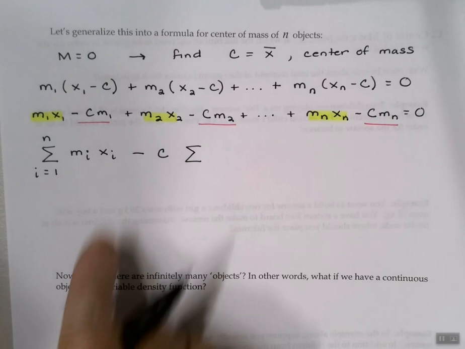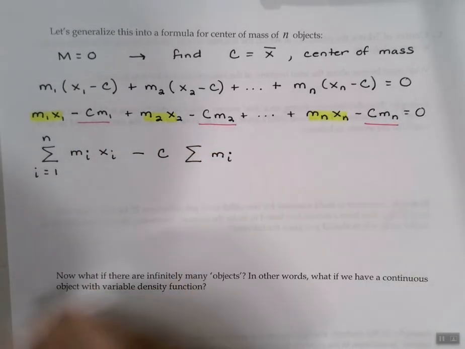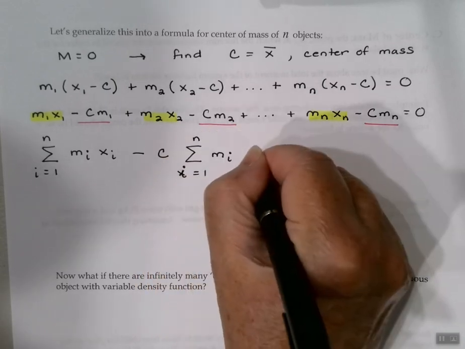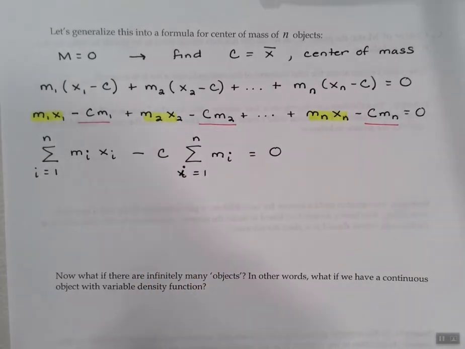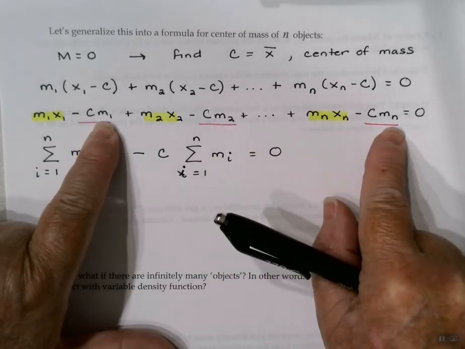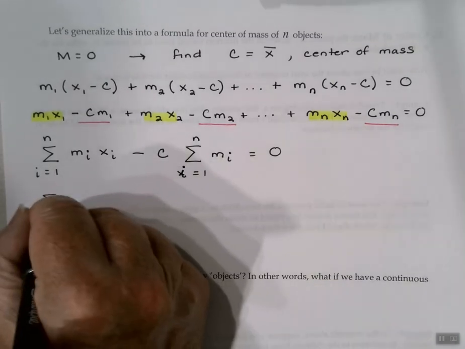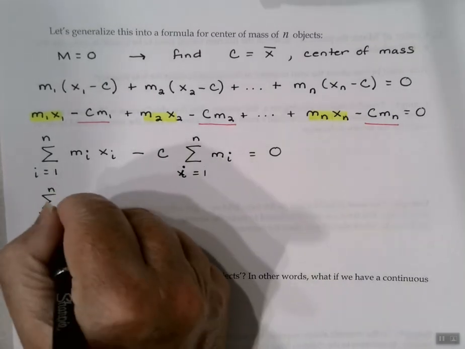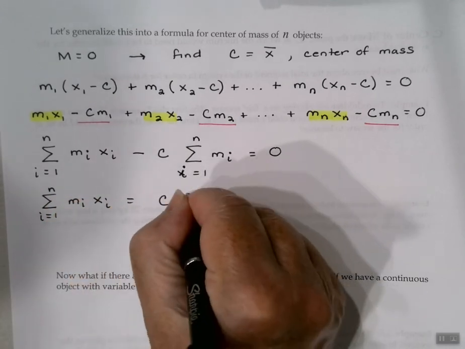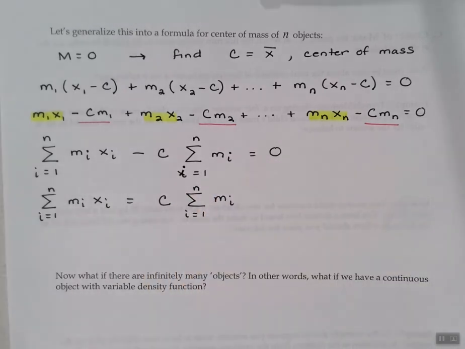And then I'd have the sum of m1, m2, all the way through mn. So the sum of all the mi's, as i goes from 1 to n again, must equal 0. Notice I factored out the negative, which is why I could sum m1 plus m2 plus ... plus mn. So I would have the sum, as i goes from 1 to n, of mixi equals c times the sum, as i goes from 1 to n, of mi.